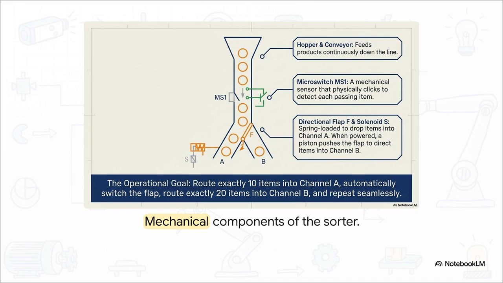Now, zooming in on the specific mechanical components doing the heavy lifting here. Products feed continuously down from that hopper at the top. As they fall, they pass microswitch MS1. This is a mechanical sensor that physically clicks to detect every single passing item. Right below that is the directional flap, labeled F. It's spring-loaded, so by default, it drops items straight into channel A. But when the solenoid, labeled S, gets powered, a piston pushes that flap over to direct items into channel B.